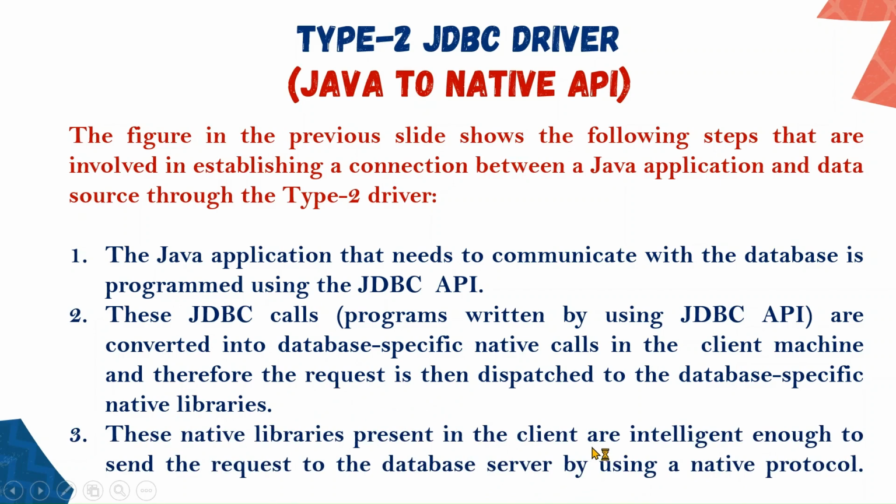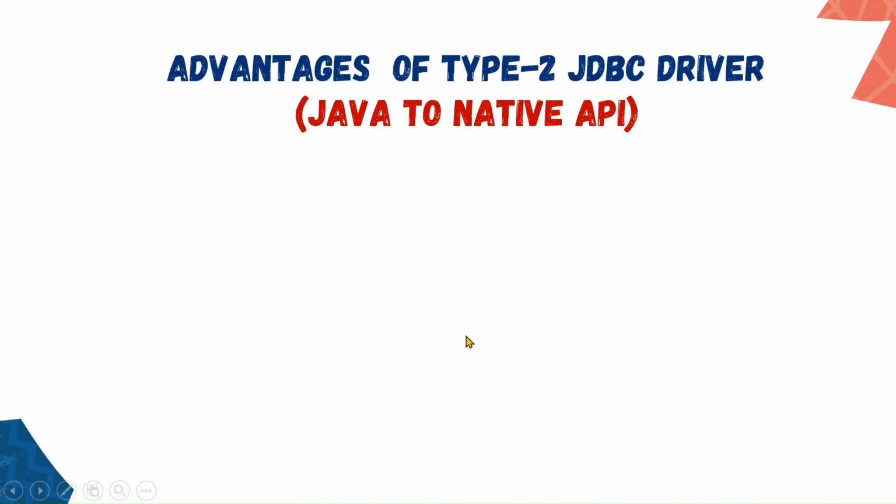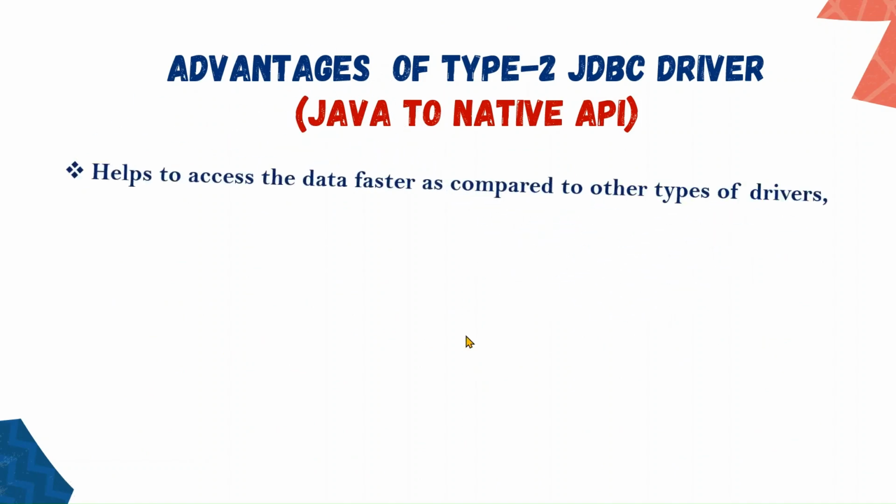These native libraries present in the client are intelligent enough to send the request to the database server by using a native protocol. So when you talk about protocol, that is nothing but rules and regulations for communication. So here when you use type 2 driver, it sends the request to the database server by using a native protocol. Now what are the advantages of type 2 JDBC driver?